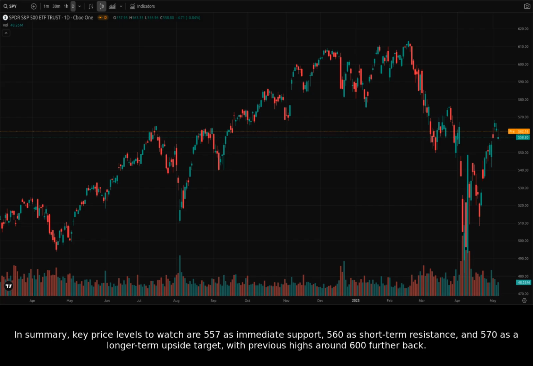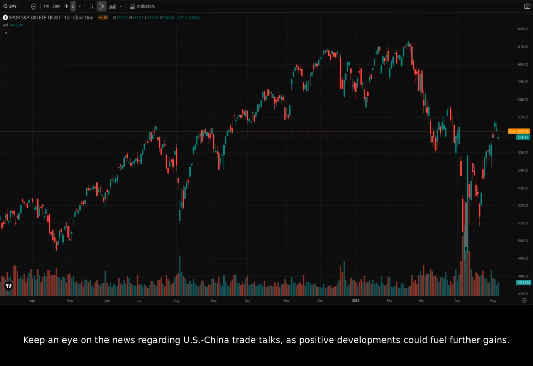In summary, key price levels to watch are 557 as immediate support, 560 as short-term resistance, and 570 as a longer-term upside target, with previous highs around 600 further back. Keep an eye on the news regarding U.S.-China trade talks, as positive developments could fuel further gains.